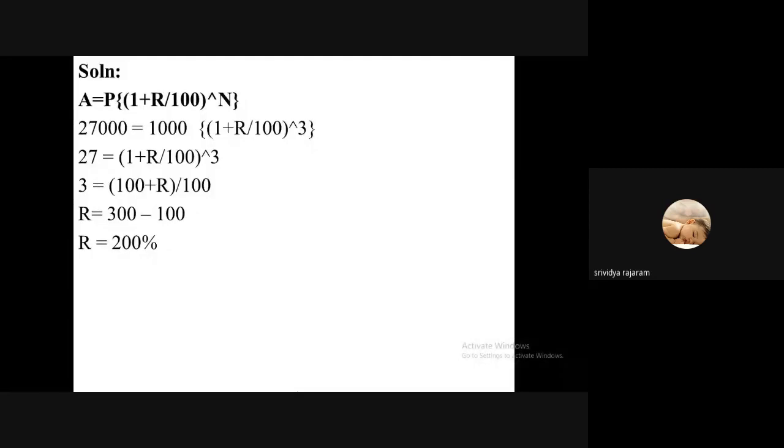So what answer you got is right, R is 200%. So it is direct substitution of formula. So now let us go to the next level of solving.